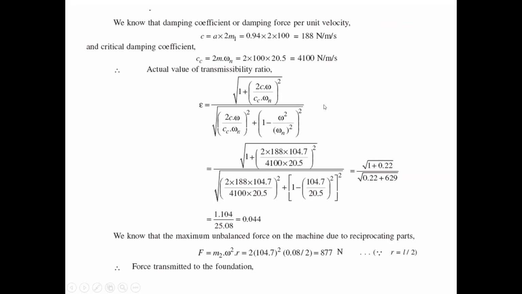Why? Because when the damper is considered, the vibration amplitude values are reducing by 25 percent. That means the main equation is required. So when we take the main equation and substitute our values and make the calculation, we get the transmissibility ratio, that is 0.044. So that is our transmissibility ratio.